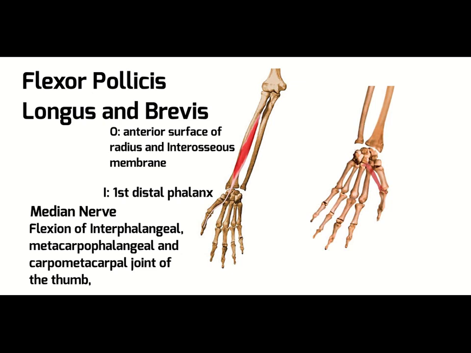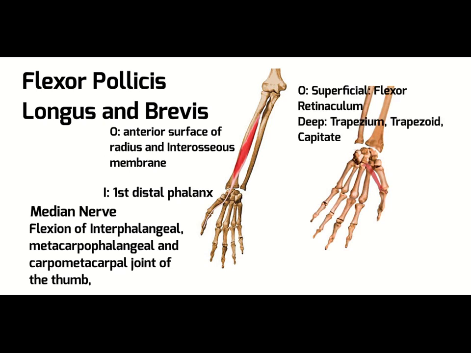Flexor Pollicis brevis has two heads to it. It has a superficial head and a deep head. The more superficial head originates on the flexor retinaculum of the wrist, and the deeper head comes from the trapezium, trapezoid, and capitate. And it inserts onto the base of the proximal phalanx of the thumb. It's innervated by the median and ulnar nerves, and it causes flexion and assists with opposition of the thumb.